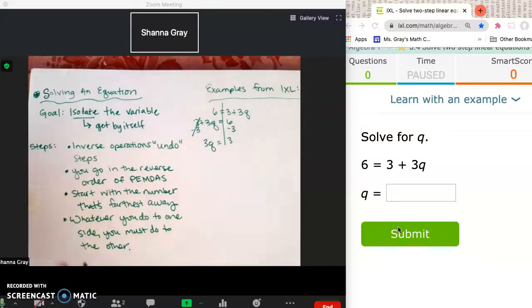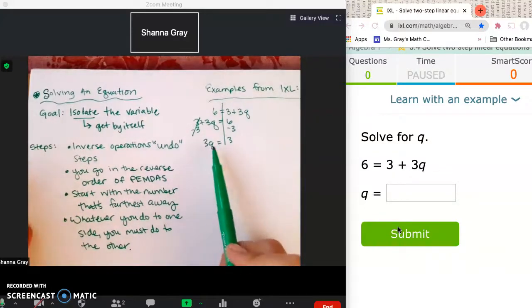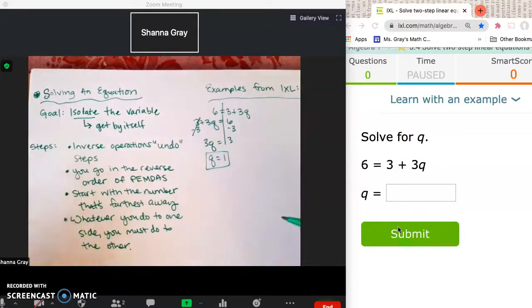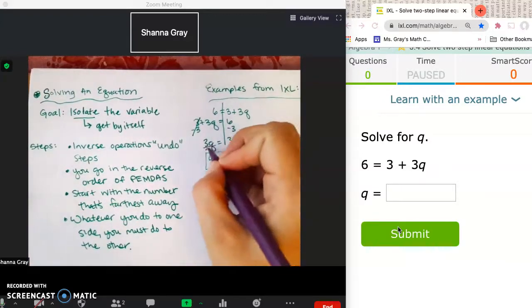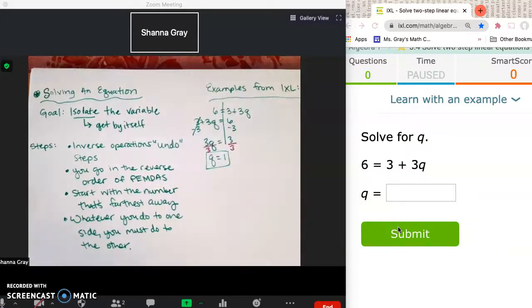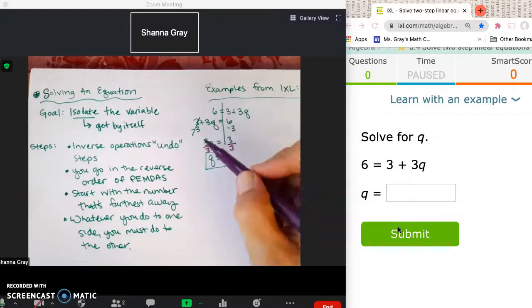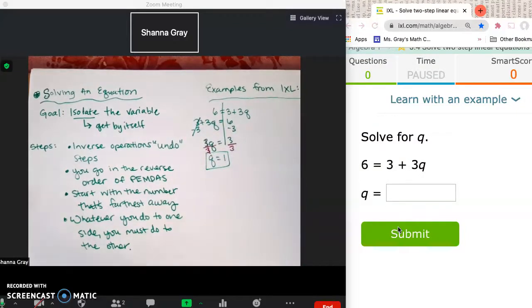Really what you're trying to figure out at this point is 3 times what equals 3? Obviously 3 times 1 equals 3. What you're actually doing there, if you're tracking it as a step, is dividing by 3. Because if this is 3 times Q, then the opposite is to divide by 3. So 3 divided by 3 makes that cancel, and then 3 divided by 3 here leaves me with a 1.